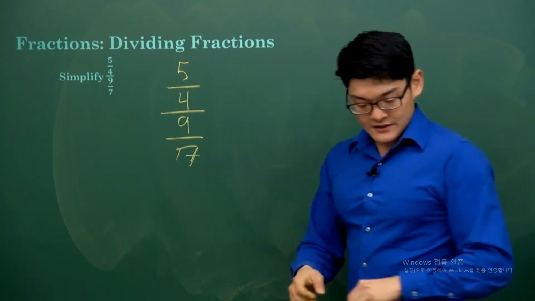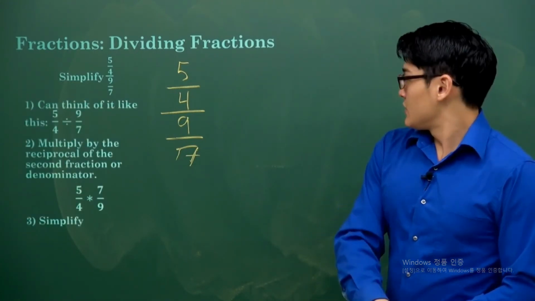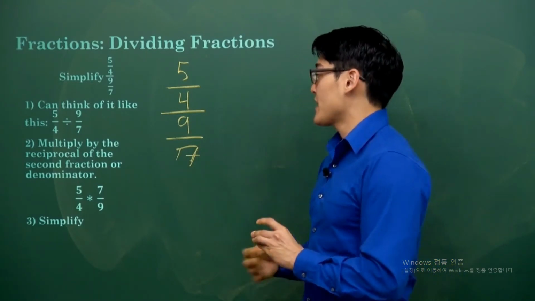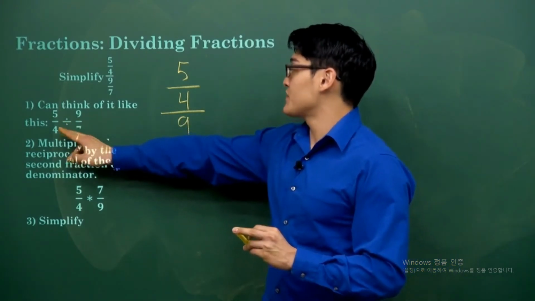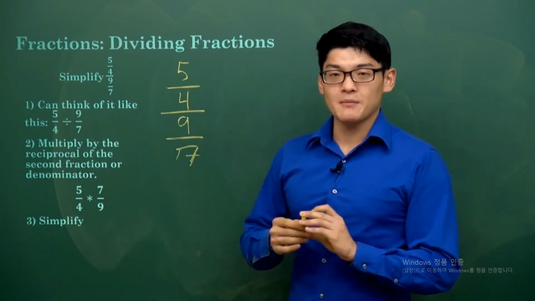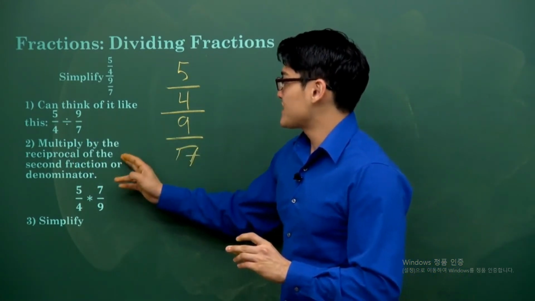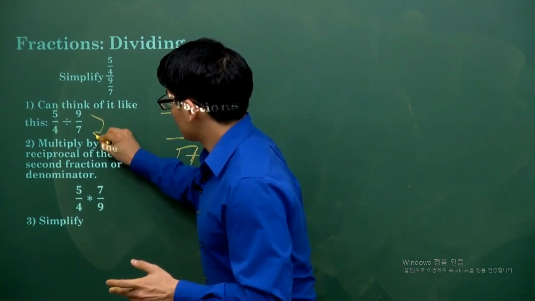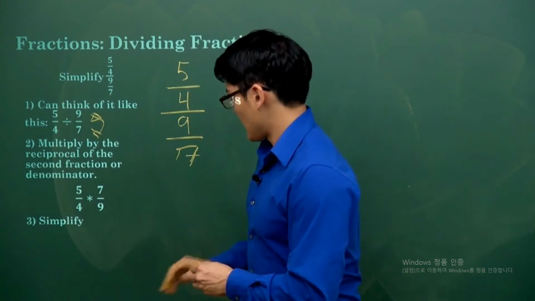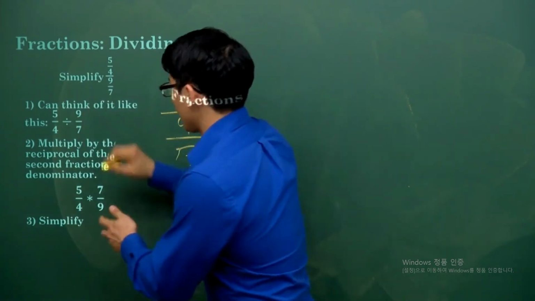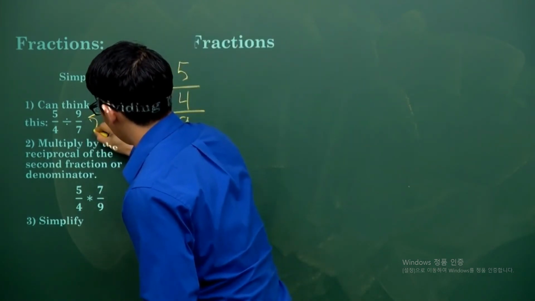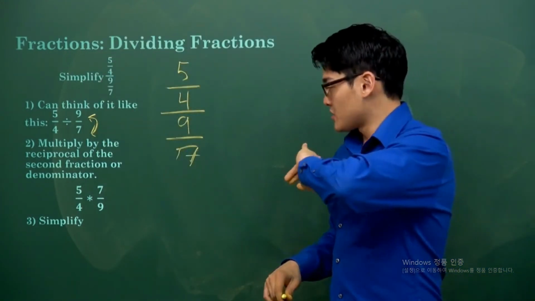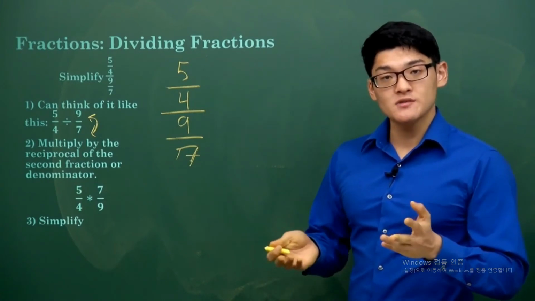Okay, so here are the steps that I think of when dividing fractions. You can think of it as 3 over 4 divided by 9 over 7. This is another way of thinking about it. And then multiply by the reciprocal of the second fraction or denominator. So what you're going to do is just... Wow, those are awful arrows. Let's try that again. There we go. Reciprocate it, meaning just flip-flop the second fraction, and then you can just multiply.